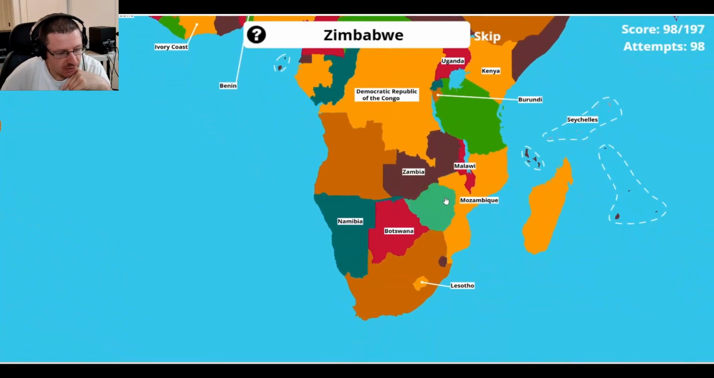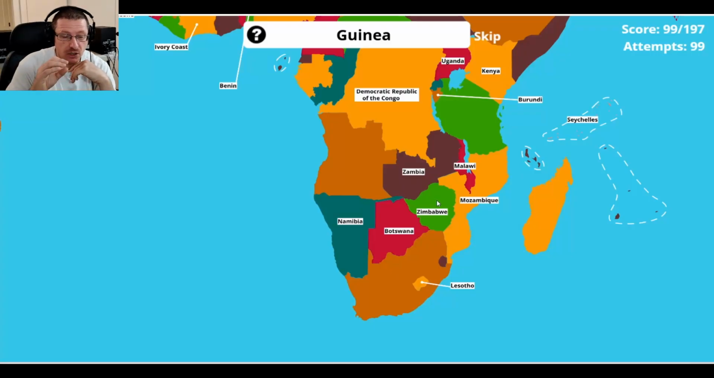Zimbabwe. Zimbabwe is right here. And Zimbabwe has the largest waterfall by volume. It's not the tallest or the shortest. It's the most by volume. They say it's the biggest falling sheet of water in the world. And it's actually considered Zimbabwe and Zambia because it's on the border of Zambia and Zimbabwe.